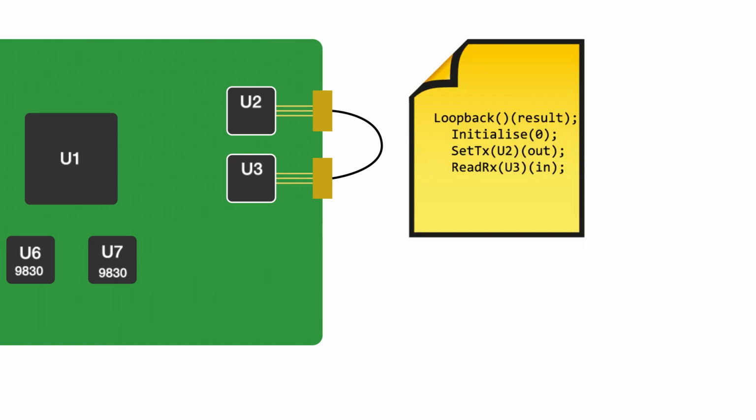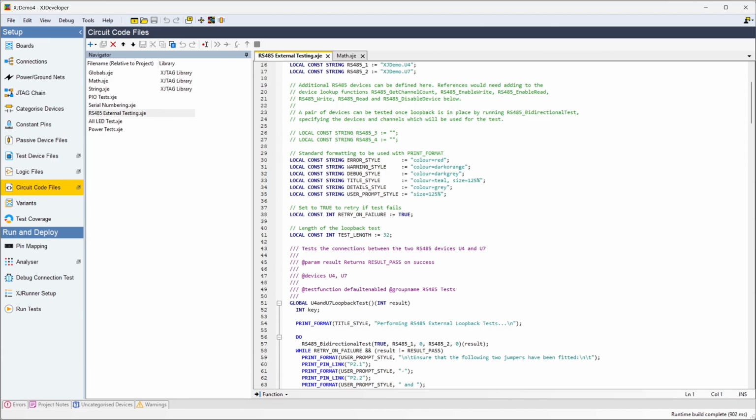The file would call functions from the test device file to set one transceiver up to read and the other one to transmit, and would then check that signals sent from one device are detected by the other via a loopback. In XJDeveloper, the circuit code files being used in your project can be found on this screen.